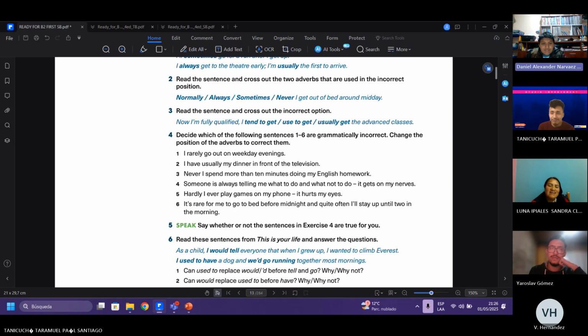Maybe for me, some of the sentences are correct, or others are incorrect, because of the grammatical structure. No, you have to tell me which of these sentences are true for you. Okay, for example, in my case personally, I rarely go out on weekday evenings. I stay home at night. You see, you have to tell me.